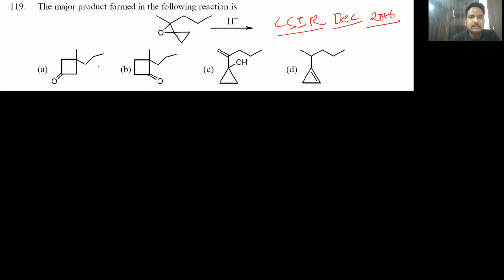The first question came in December 2016. So what was the question? We are given this compound, which is just a spiro compound having a cyclopropane and an epoxide ring, treated with H positive ion. So you always think that whenever oxygen has a lone pair of electrons, the H positive ion attacks here, and I'm going to draw what is going to happen here.